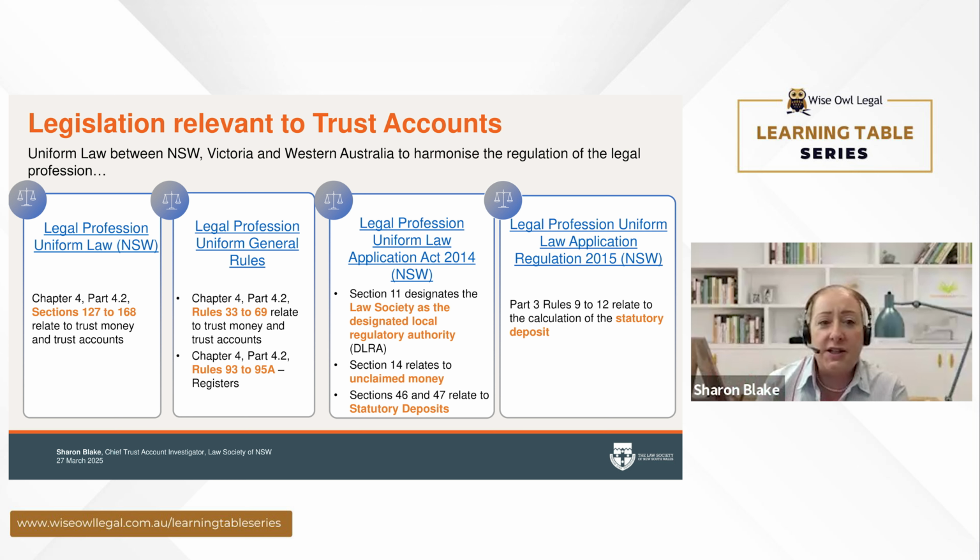Rules 33 to 69 of the General Rules, and these relate to trust money and trust accounts. Rules 93 to 95A of the General Rules, which relate to registers that need to be maintained. Section 11 of the Application Act, which designates the Law Society as the designated local regulatory authority here in New South Wales. Section 14 of the Application Act relates to unclaimed money, and Sections 46 and 47 of the Application Act relate to statutory deposits. Rules 9 to 12 of the Application Act relate to the calculation of the statutory deposit, and that varies from each jurisdiction.